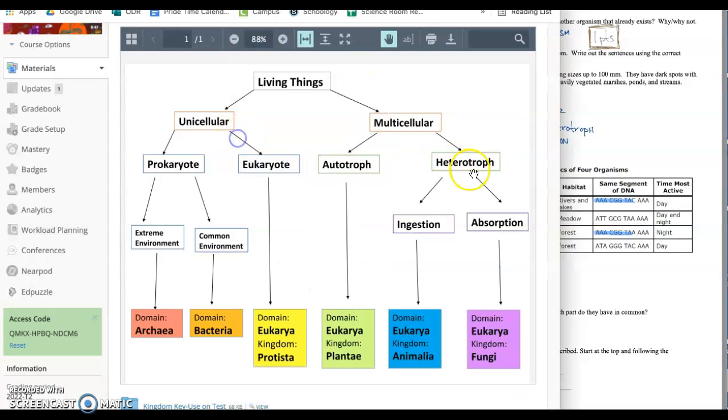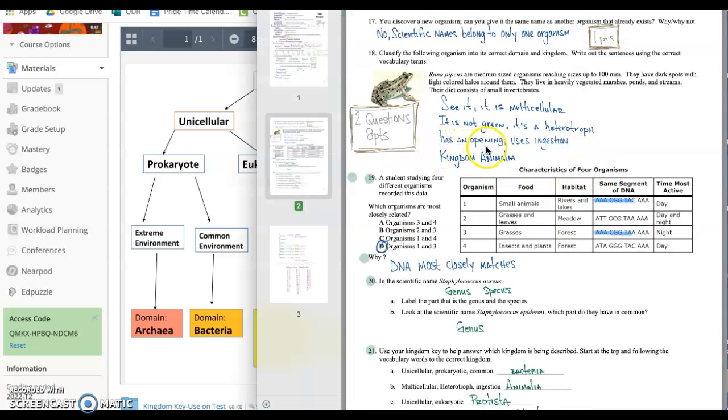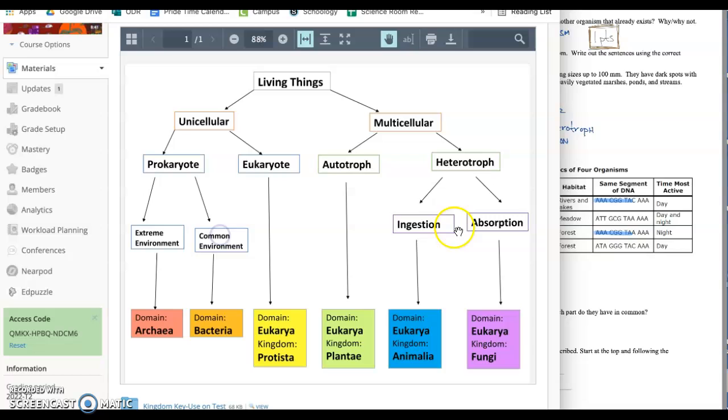Once we get to heterotroph, does it ingest food with a mouth, or does it absorb food just around it? Well, a frog, obviously, it has an opening, has a mouth, so it uses ingestion. So then I therefore know that it is kingdom Animalia.